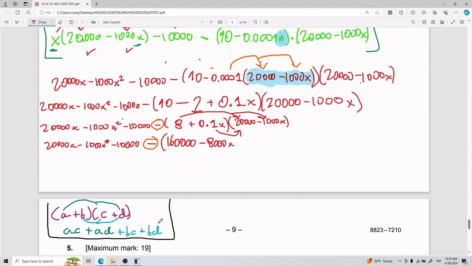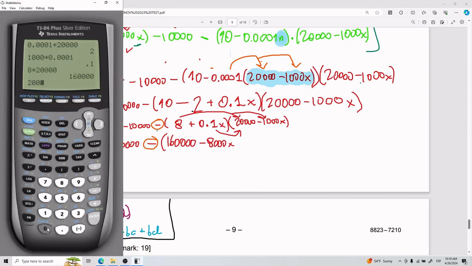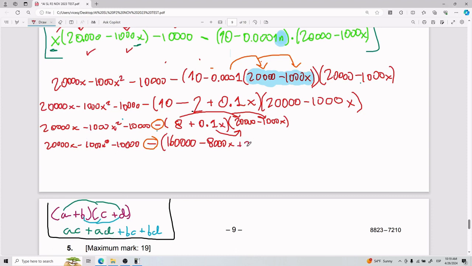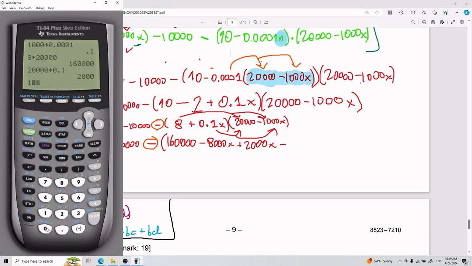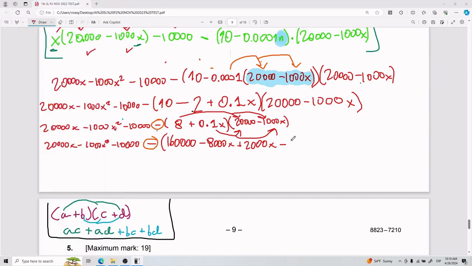And then this times this, it's going to be 20,000 times 0.1. So that gives you plus 2,000x. And then this times this should give you negative something. So it's going to be 10,000 times a negative 0.1. So that would be negative 100x squared. Why is it x squared? It's x squared because you are doing an x times another x. See?